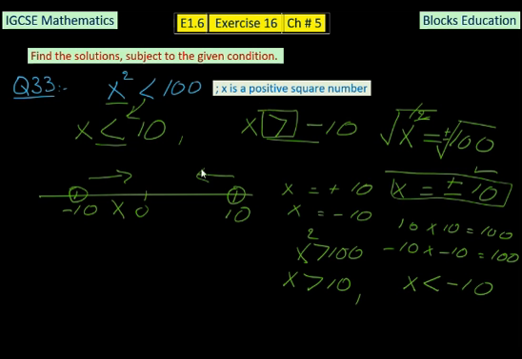So the numbers left start from 1. 1 is a square number, 1 one is 1, and then 2 twos are 4, so 4 is a square number, and then 3 threes are 9, so 9 is a square number. So these three numbers are included in our solution. It means x equals 1, 4 and 9.